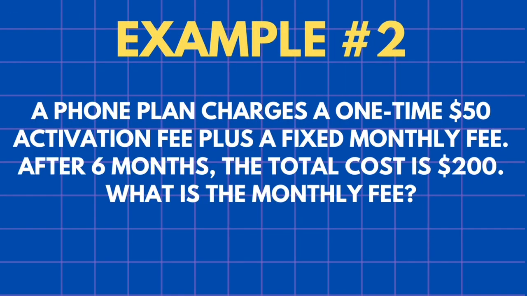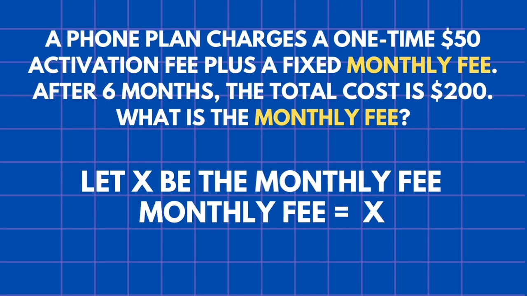A phone plan charges a one-time $50 activation fee, plus a fixed monthly fee. After 6 months, the total cost is $200. What is the monthly fee? Step 1. Define your variable. In this problem, the monthly fees are unknown and what we are trying to solve for. Therefore, we will let x represent the monthly fee.